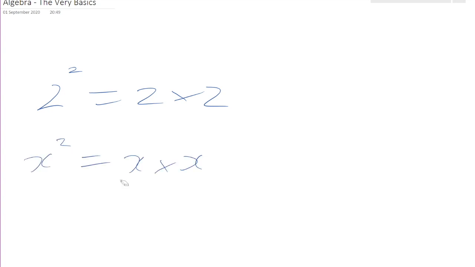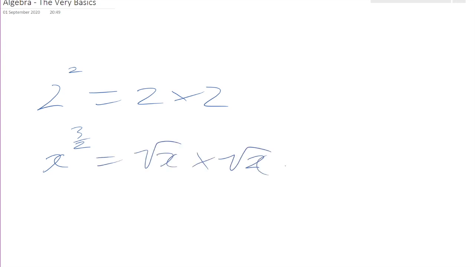The other notation it's worth knowing, something like x squared means what you'd think it means. Obviously something like 2 squared equals 2 times 2, so x squared equals x times x. X cubed equals x times x times x, and so on, and you get things like the square root of x means what you'd think it would mean. X to the 3 halves means exactly what you'd think it means: square root of x times the square root of x times the square root of x. That is, of course, the square root of x cubed.